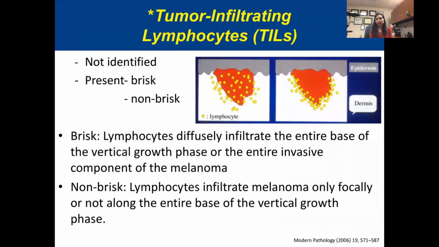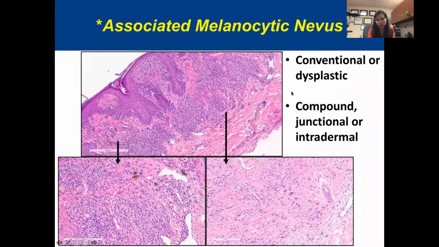Next one is the tumor infiltrating lymphocytes, TILs, basically. Again, we report this as not identified or present. If it is present, we say it's brisk or non-brisk. So what does brisk mean? Brisk means lymphocytes diffusely infiltrate the entire base of the vertical growth phase or the entire invasive component of the melanoma. Non-brisk, on the other hand, is when lymphocytes just focally infiltrate the tumor. So that's the difference between brisk and non-brisk.